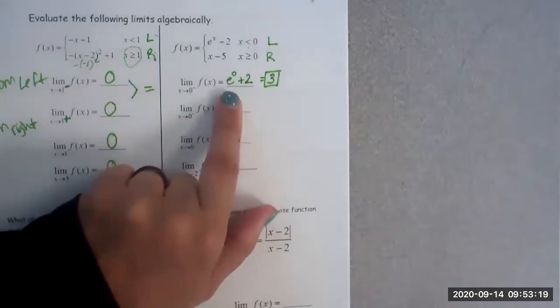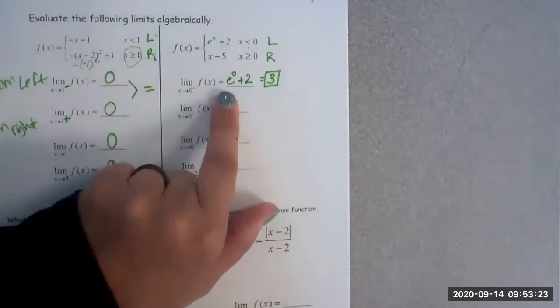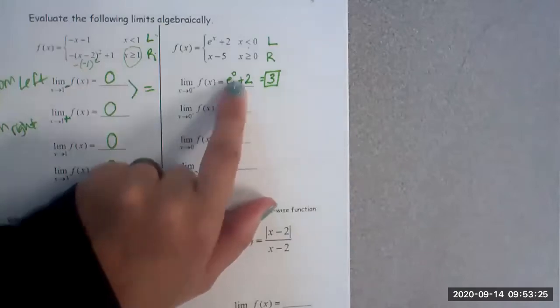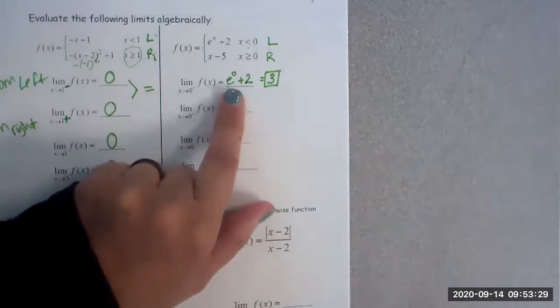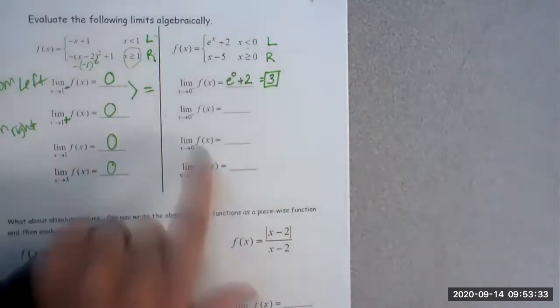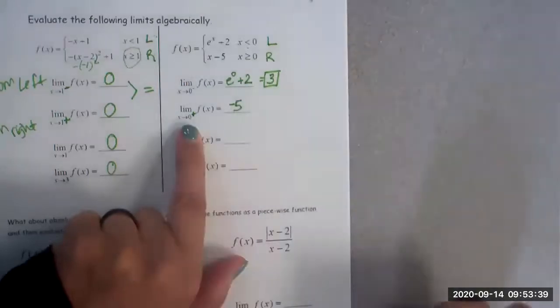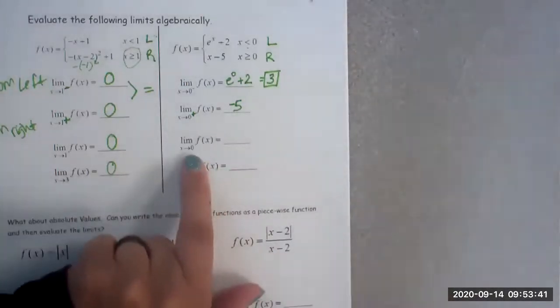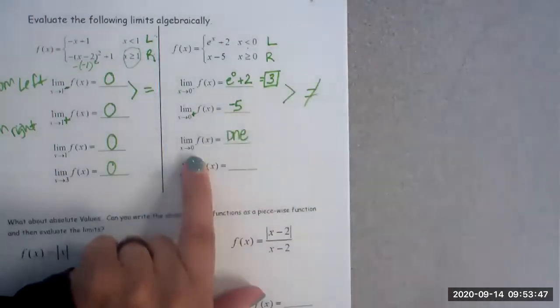Now, what if you got e to the first? Could you simplify that? I would rather, if you get e to the first, just leave it as e, okay? The only one that we know the answer to for e to the anything is e to the 0. Change that to 1. All right, this is a plus down here. So 0 from the right, we plug 0 in right here, we get -5. So does the limit exist? They don't match because these two are not equal.